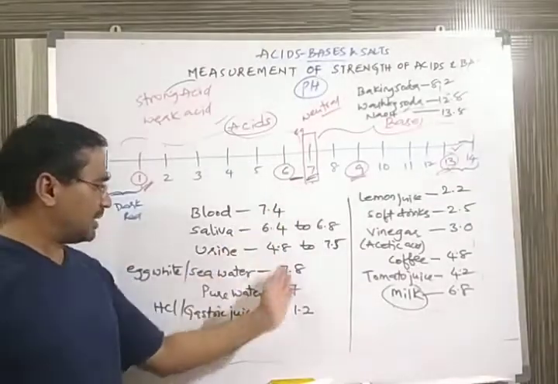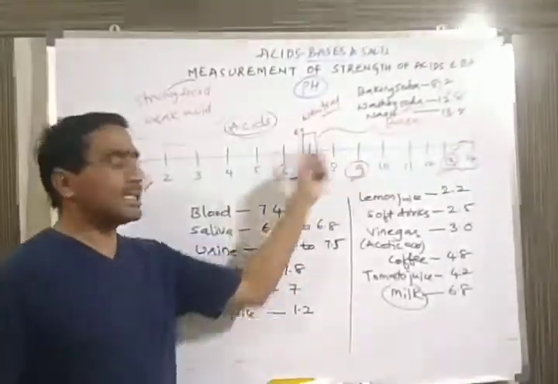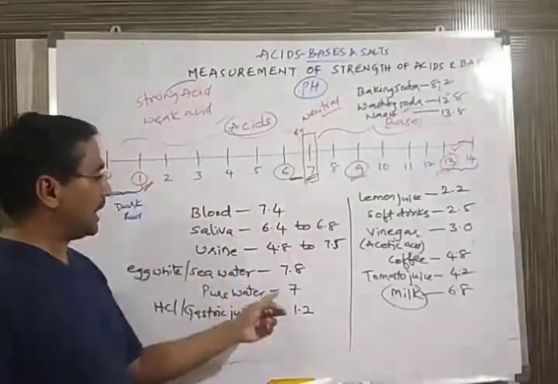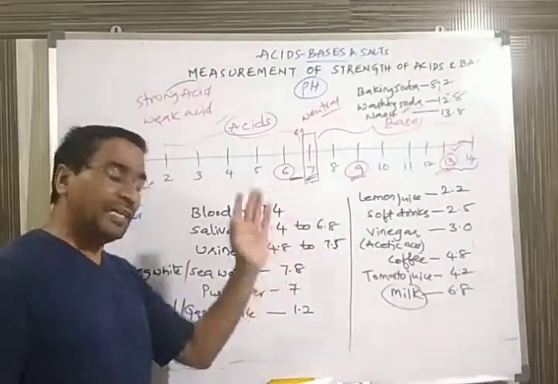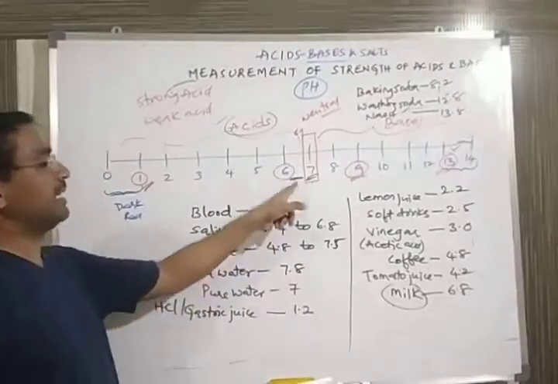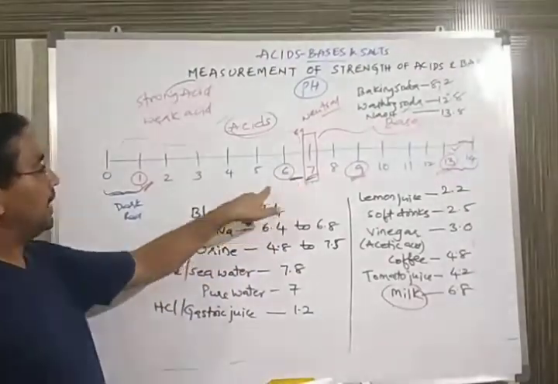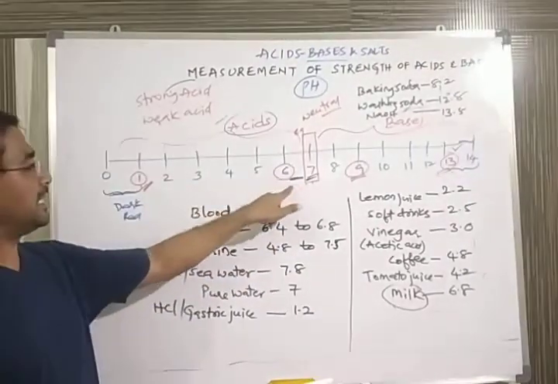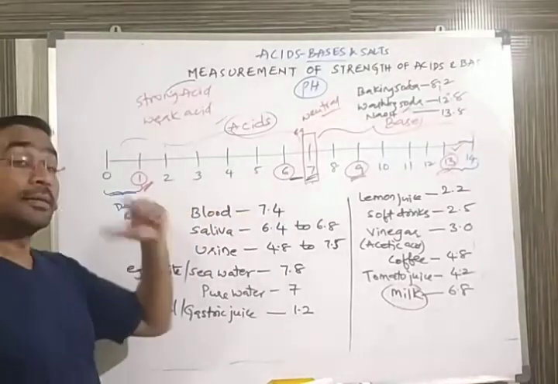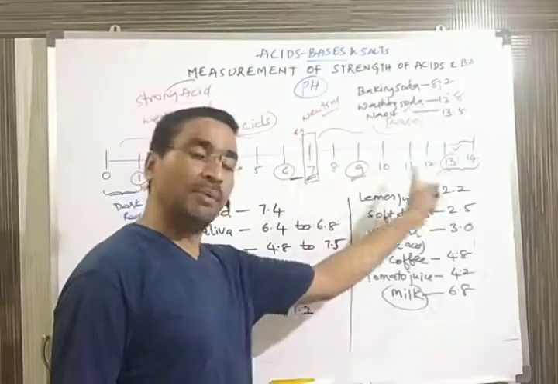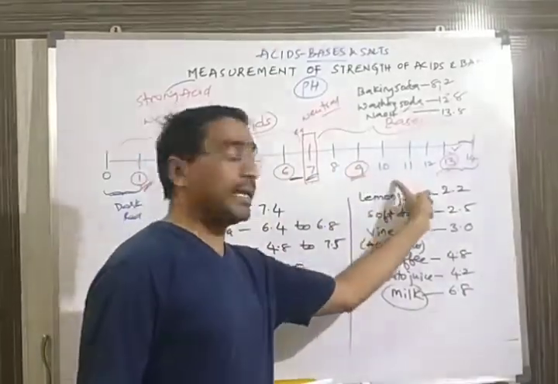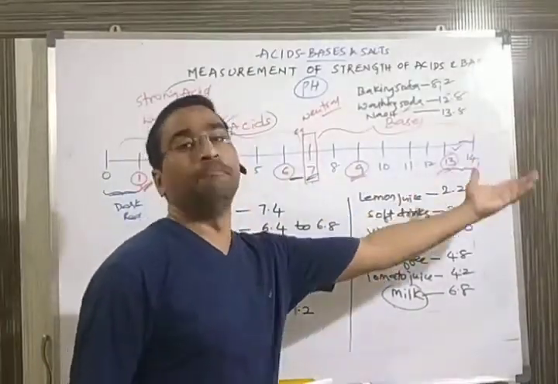So you can see different samples. Based on this pH scale, we can automatically say whether it is an acid or a base, and whether it is a strong acid or weak acid. Always keep in mind: a pH value less than 7, and how much less it is, that much stronger the acid is. And if it is greater than 7, it is a base, and how much greater it is, that much stronger the base is.